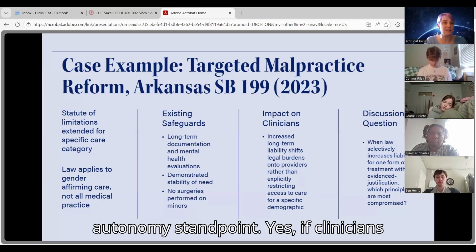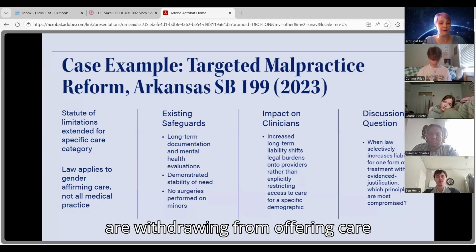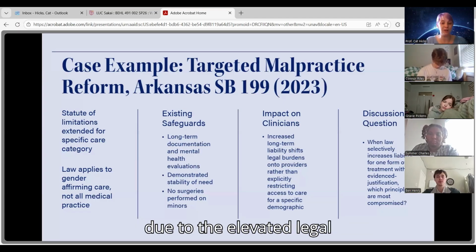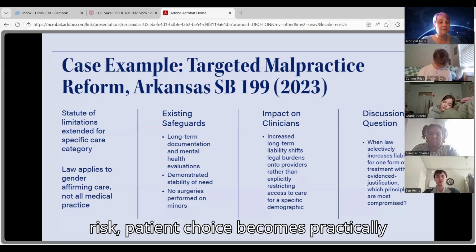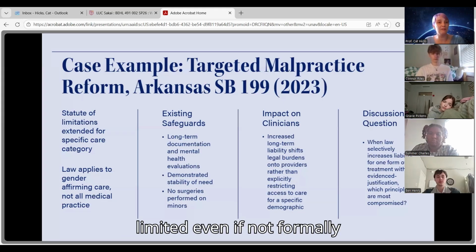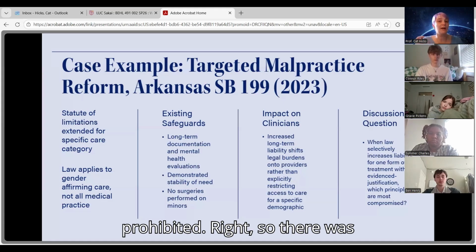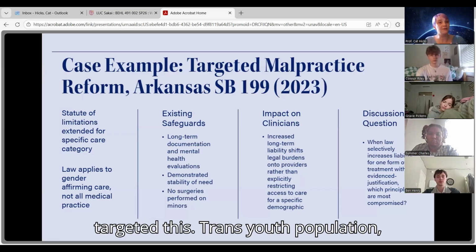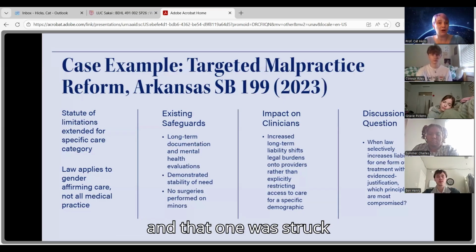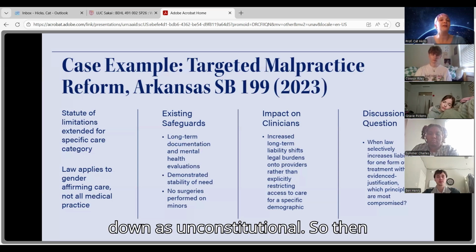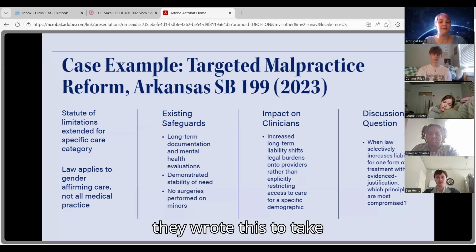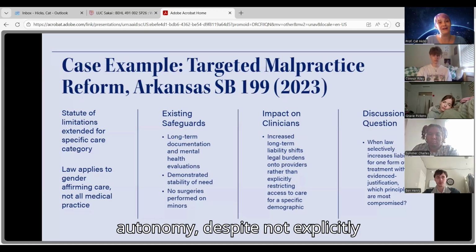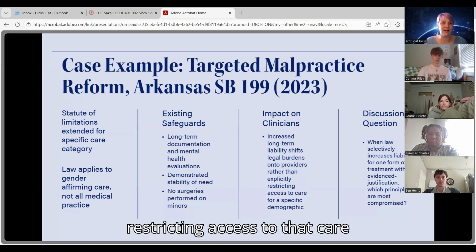So from an autonomy standpoint, yes, if clinicians are withdrawing from offering care due to the elevated legal risk, patient choice becomes practically limited, even if not formally prohibited, right? So there was a House bill that specifically targeted this trans youth population, and that one was struck down as unconstitutional. So then they wrote this to take its place. And so that disenfranchises patients and their autonomy, despite not explicitly restricting access to that care.